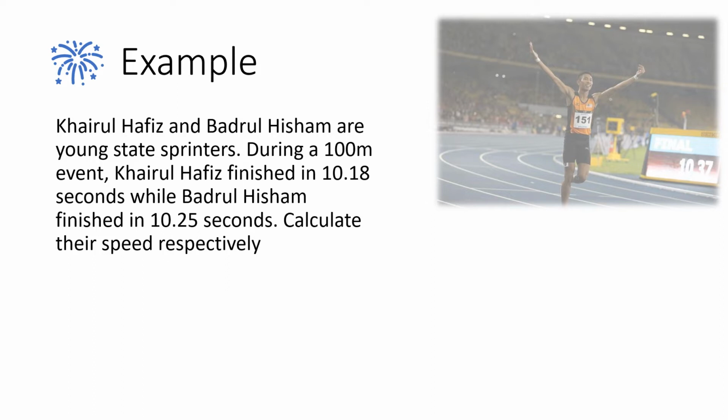So kita kena ada dua quantity lah. Okay, which is distance and time. So what is the distance? The distance is 100 meter. For Khairul Hafiz, the time is 10.18. For Badrul Hisham, the time is 10.25. Okay. So the distance for both runner are always the same. Okay. Sebab dalam lomba lari memang the distance is fixed 100 meter. Okay. So let's calculate the speed for Khairul Hafiz first.